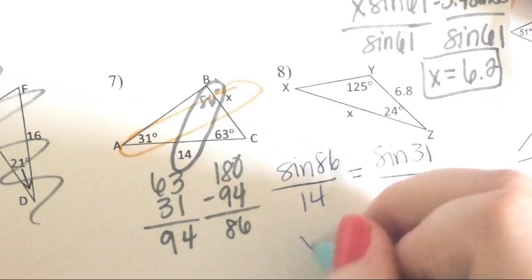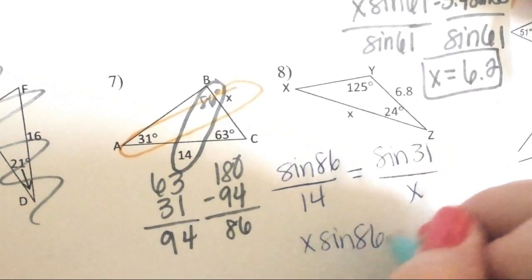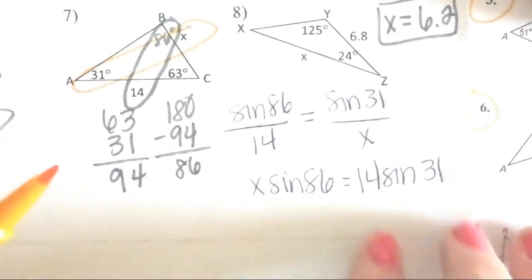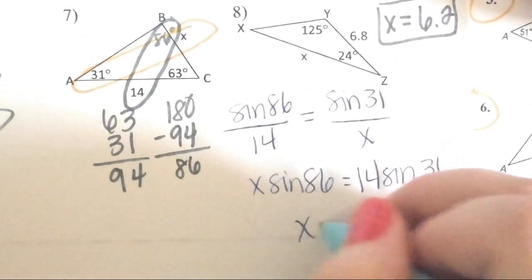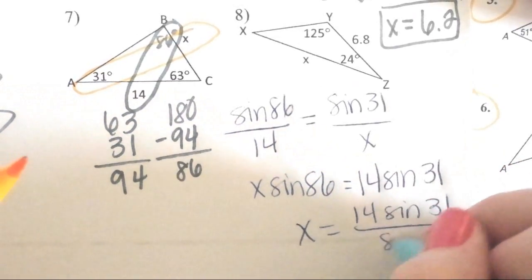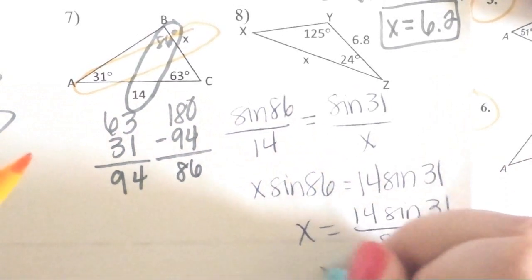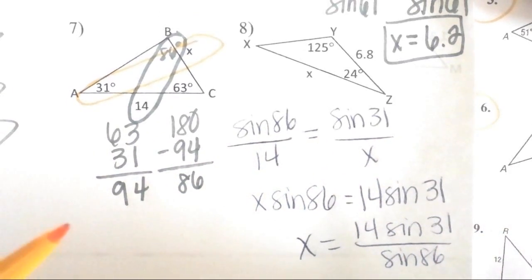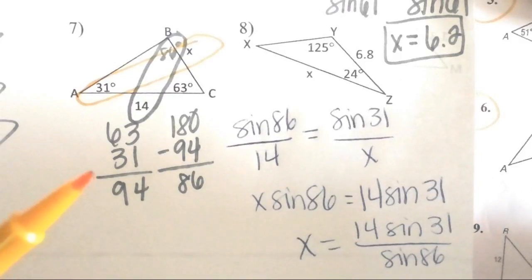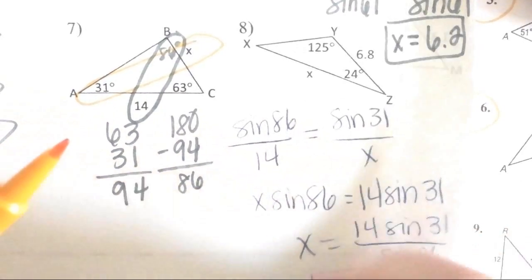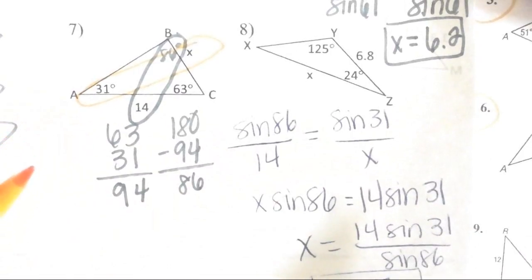Okay, you cross multiply. X sine 86 equals 14 sine 31. You end up getting x equals 14 sine 31 divided by sine 86. You type that in your calculator and you end up getting something, I don't know. I think you end up getting 7.2, but I'm going to let it go. Are there any issues on any of those?